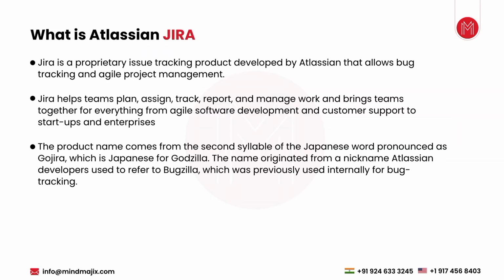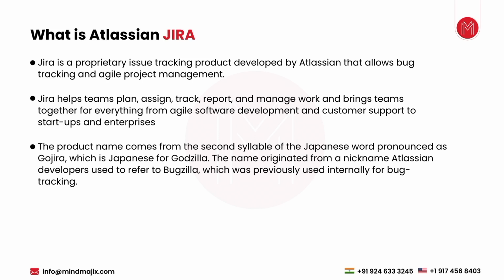Jira is a proprietary issue tracking product developed by Atlassian that allows bug tracking and agile project management. So if you see what Jira is, or Jira Atlassian is, you can define it as a tracking tool which is being developed by Atlassian that allows bug tracking and agile project management handling.